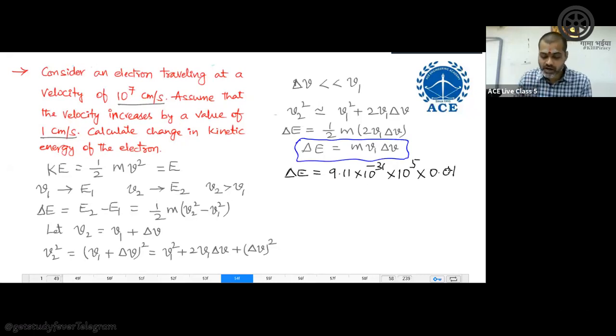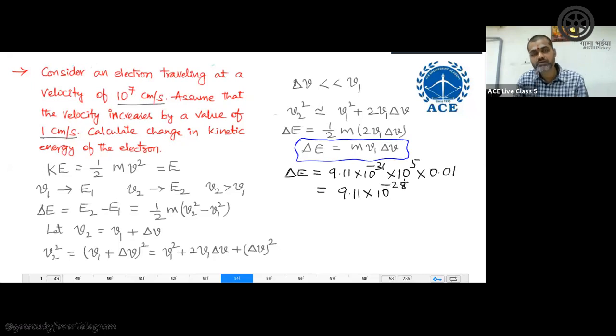If it is an objective type question, you will have option A as whatever 9.11 into 10 power minus 31 into 10 power 7 into 1. Whatever answer you get will be there, so be careful. Calculate this. This will give 9.11 into, anyhow, this is 10 power minus 2. This is 10 power 5. You can cancel 10 power minus 28.